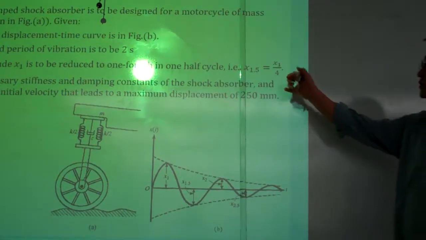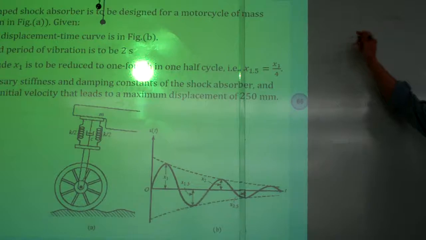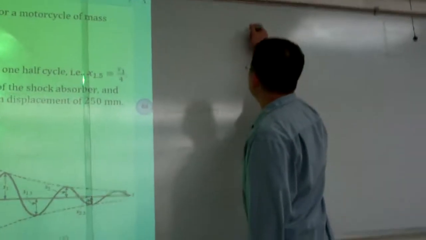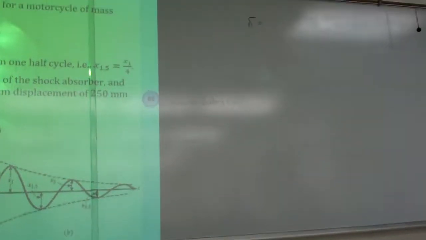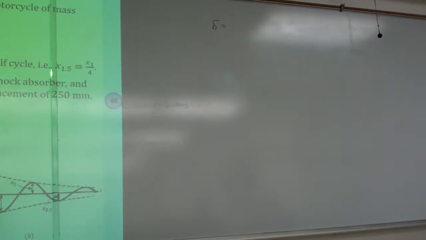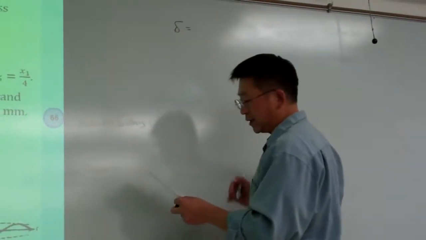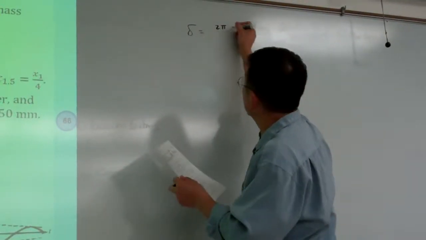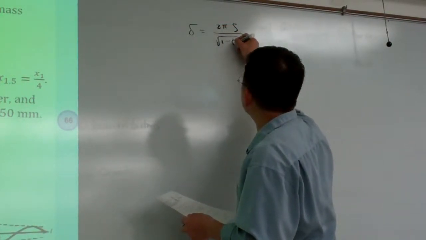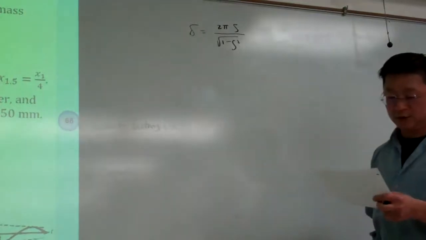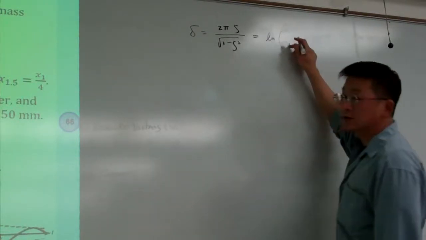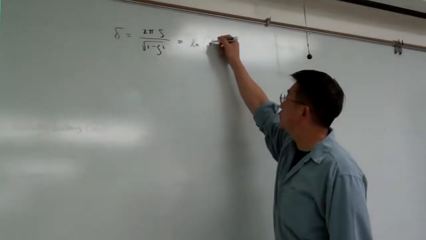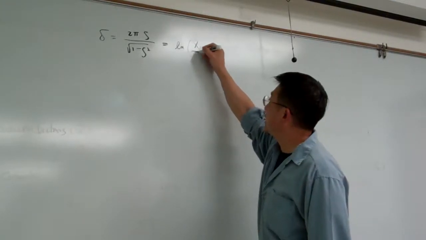Basically for these questions, we are given this ratio, and from there we will be able to determine the damping ratio. From this information, we know this one is 2 pi zeta over the square root of 1 minus zeta squared, and that is the logarithmic decrement. By definition, it is the log of the ratio between x1 and x2.